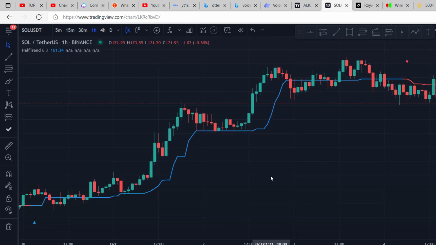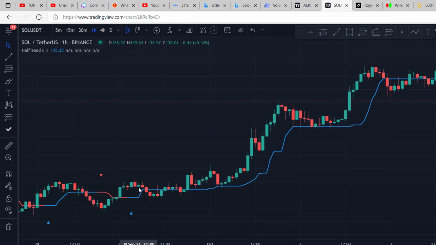Now let me walk you through how this indicator works. When price starts to close multiple candles above this half trend line, you would get a blue arrow. Now this small blue arrow is the signal you're going to get. This blue arrow shows that the price is in an uptrend, and when you get this blue arrow, the half trend line would also turn blue. This signifies that the price will be going up in the nearest future.